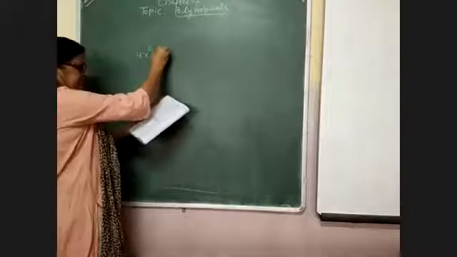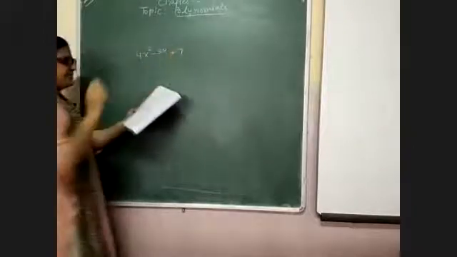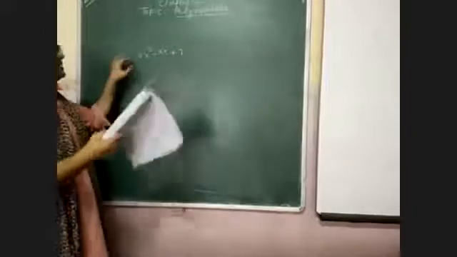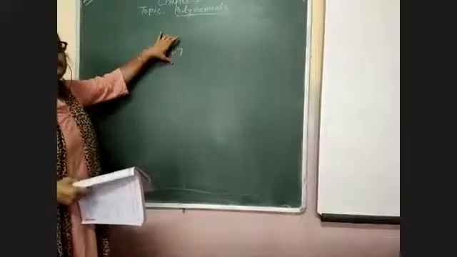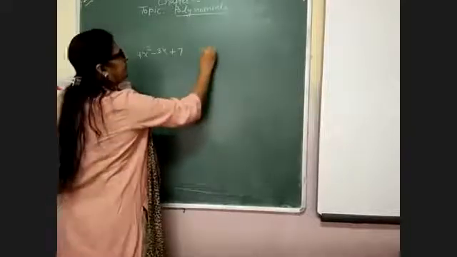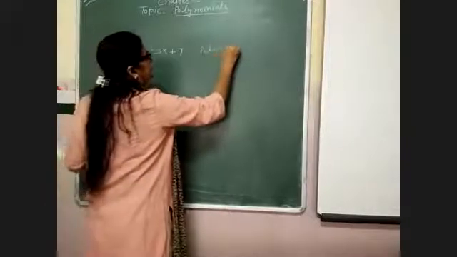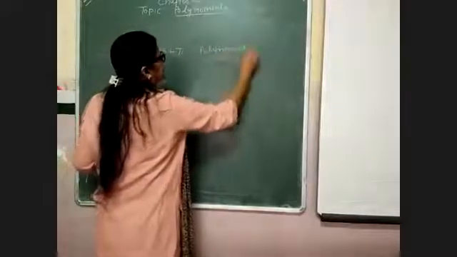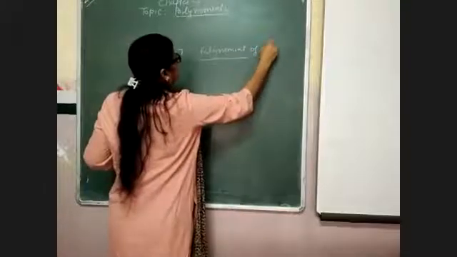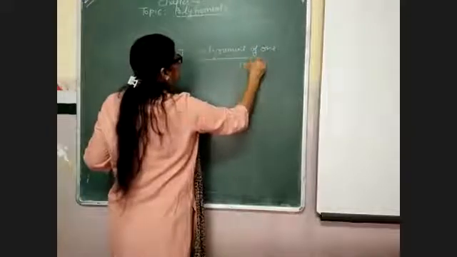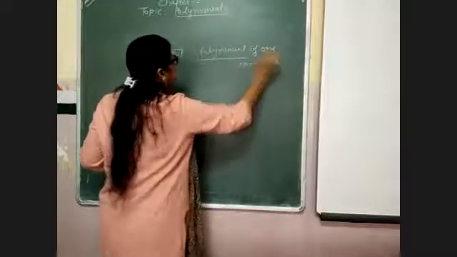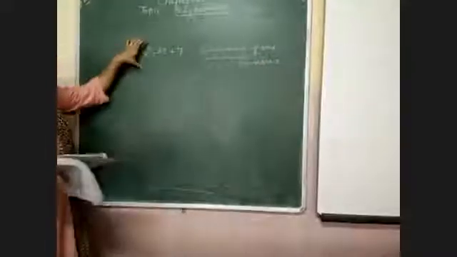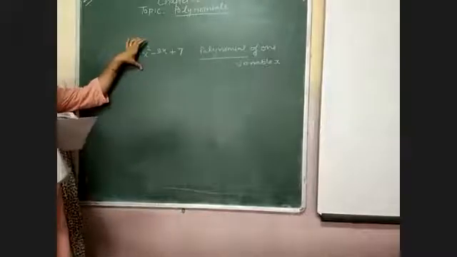First one is 4x square minus 3x plus 7. Is it a polynomial of one variable? Yes, only the x variable is used here. So it is a polynomial of one variable. Only one variable, x, is used in this question, so it is called a polynomial of one variable.